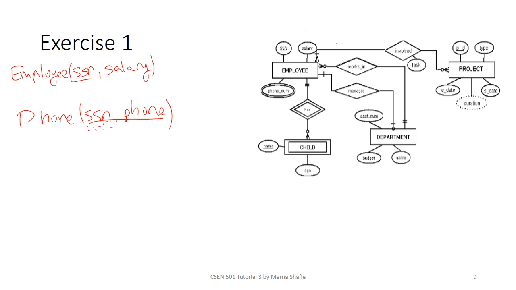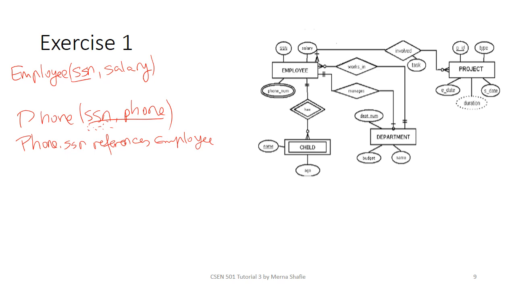Also, I will need to do the reference. So I will need to state that phone.ssn references employee, because this is not its attribute, but it is referencing it from another relation.